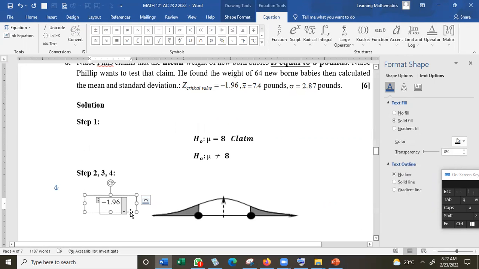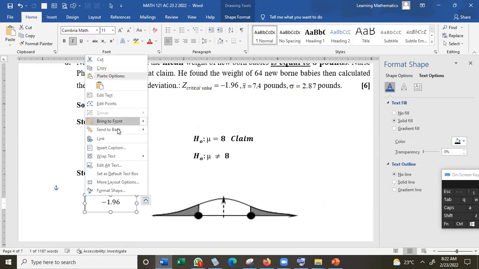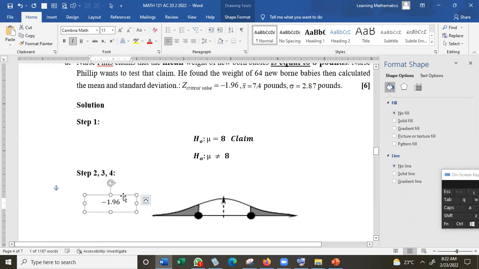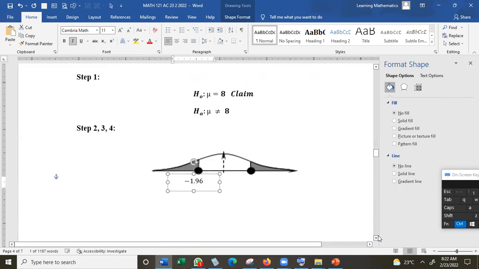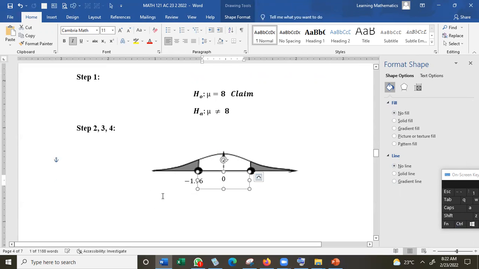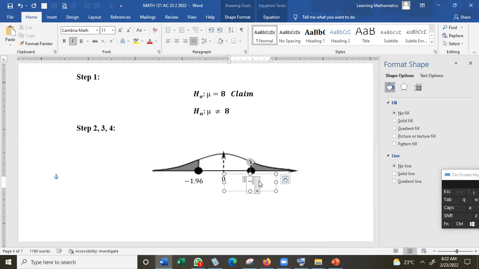Now we have to represent the critical value in two regions, both on the left and on the right. For the normal curve, the center here is 0. On the left side of 0, you have negative 1.96, and on the right side of 0, we have positive 1.96. So that's a two-tail because of the not equal sign. The rejection region always follows the symbol of the HA.